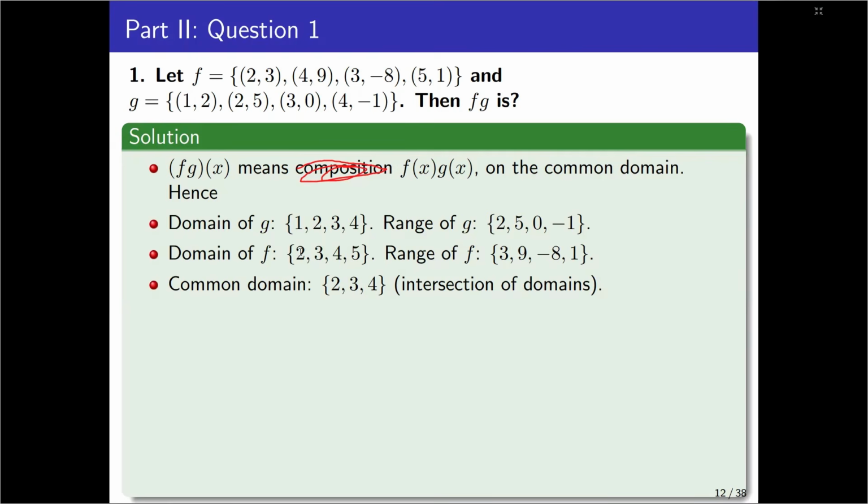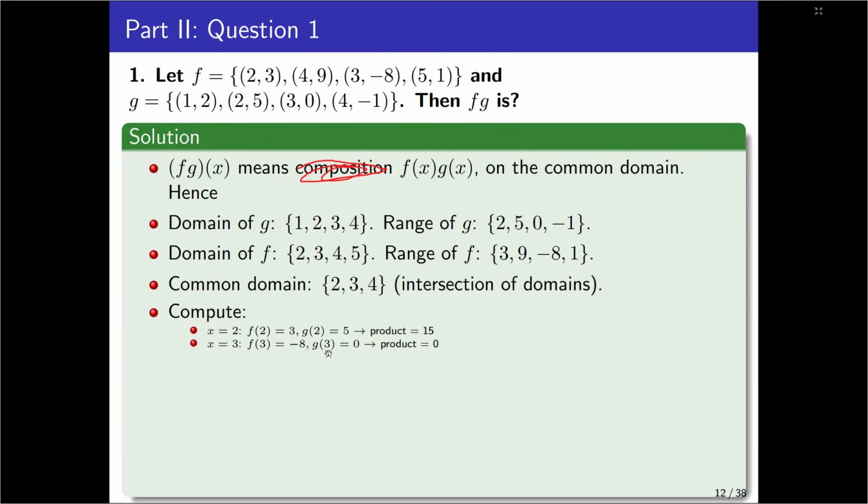That is, we have 2 here, we have also 2 here, 3 and 3, 4 and 4. Then let us compute the products at x equals 2, the first element of the intersection of the domains of f and g. The image of 2 under f is 3, and the image of 2 under g is 5, so their product is 3 times 5, which is 15. Similarly, at the second intersection point, 3, the image of 3 under f is minus 8.